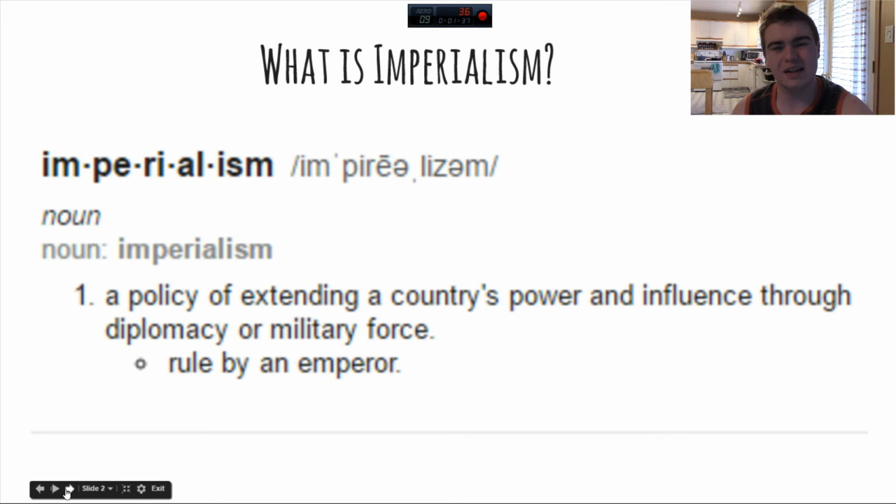What is imperialism? By definition, it's the policy of extending a country's power by influencing through, I can't say that word, or military force. It's that word right there.